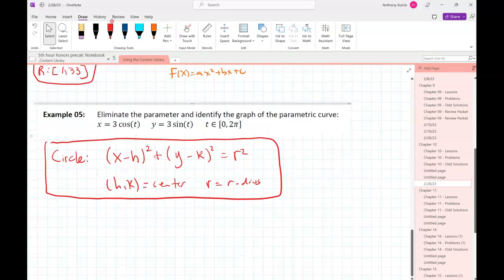Okay. So the circle that we're going to generate from the parametric function x equals 3 cosine t, y equals 3 sine t, where's that centered at? Where's that going to be centered at?